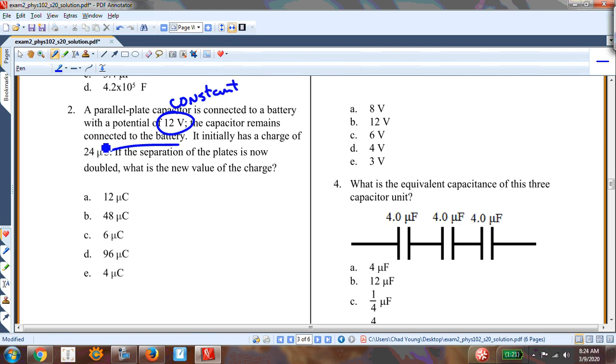Initially it has a charge of 24 microcoulombs. If the separation is doubled, what is the new value of the charge? So first, let's just think about what happens to the capacitance. I'm doubling the separation. That means the capacitance is halving.